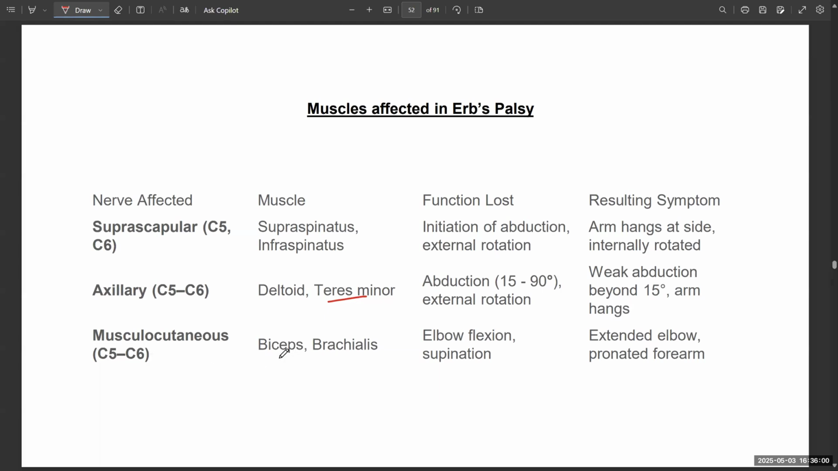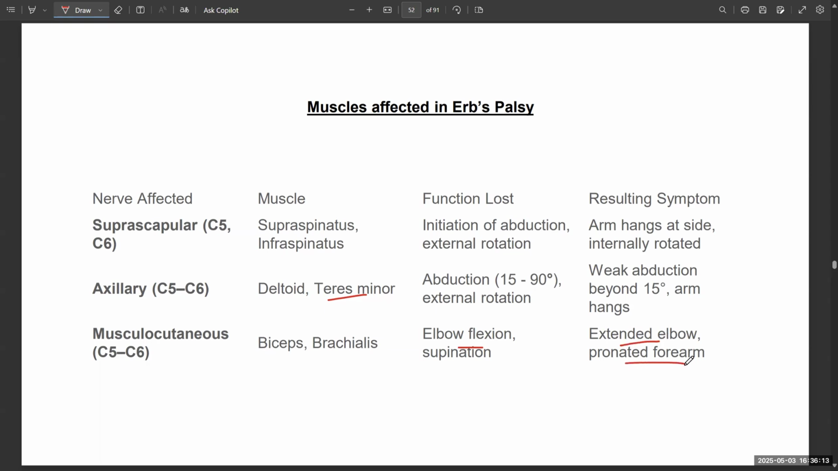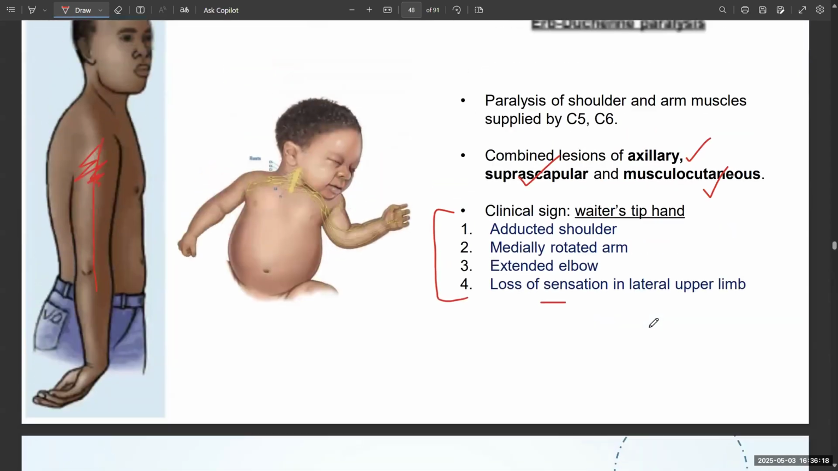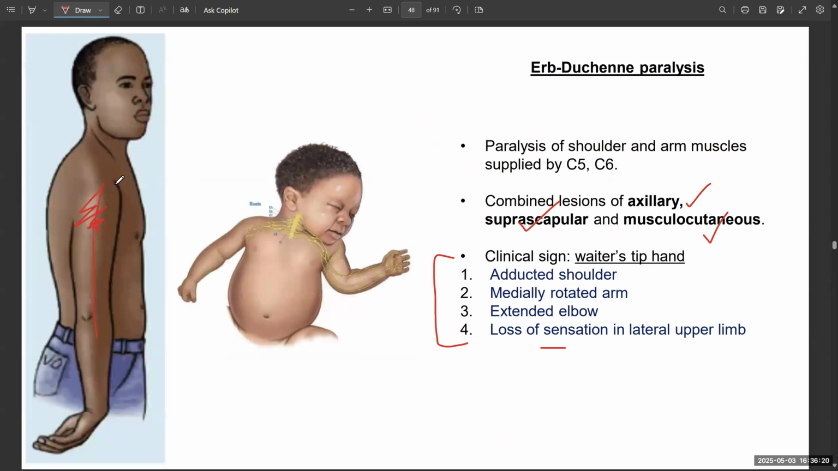And musculocutaneous supplies the biceps and the brachialis, and the function that is lost is elbow flexion and supination. As a result, in Erb's paralysis or palsy, you have an extended elbow and you have a pronated forearm. Okay. One more time, you look here. This is an adducted arm, so adduction. Adducted arm hanging close to the body. It is medially rotated, it's inwards, and also the elbow is straight. There is no flexion of the elbow.